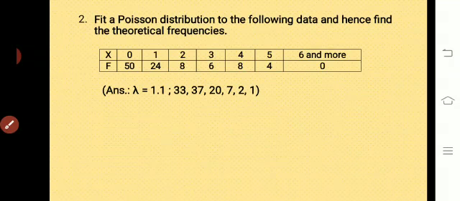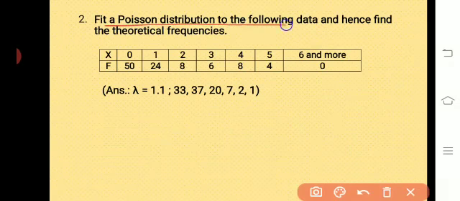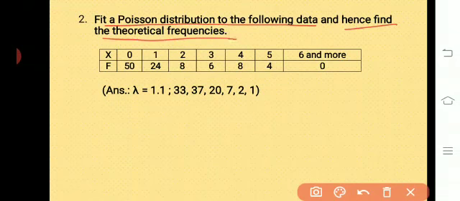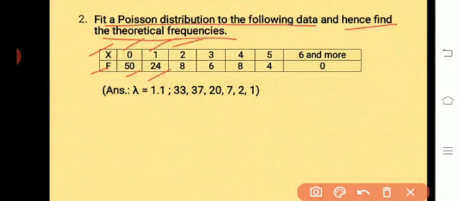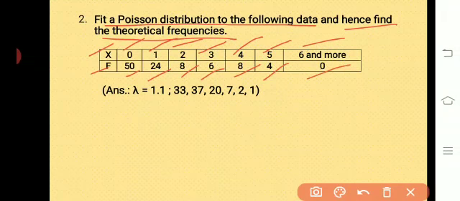Now let's move to the second question. Fit a Poisson distribution to the following data and hence find the theoretical frequencies. Here data is given, x is the variable and f are the frequencies. x is 0, f is 50. x is 1, frequency is 24. x is 2, frequency is 8. x equal to 3, frequency is 6. x equal to 4, frequency is 8. x equal to 5, frequency is 4. And x equal to 6 and more, frequency is 0.